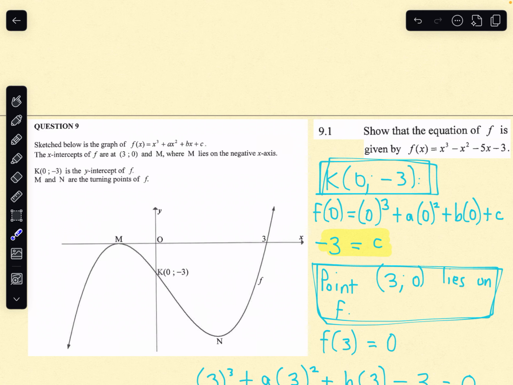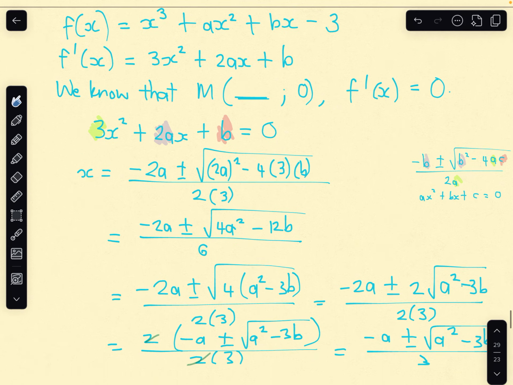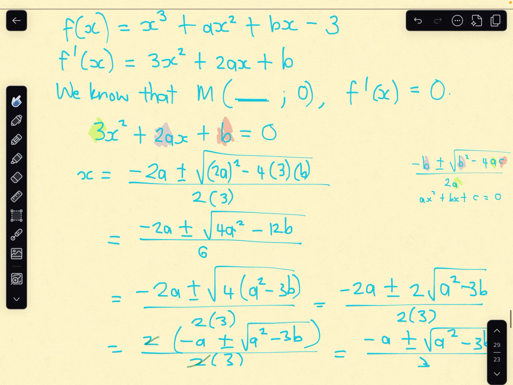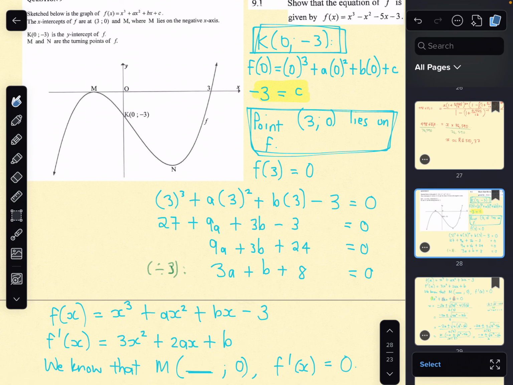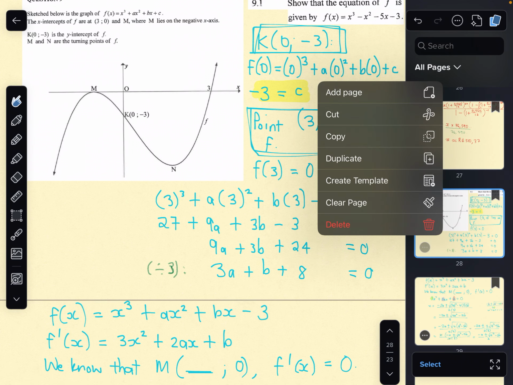K is the y-intercept of f. M and N are the turning points. Yeah, we don't really know anything about N. Yeah, I feel like the value of this page is very questionable. So let us just try a different approach.